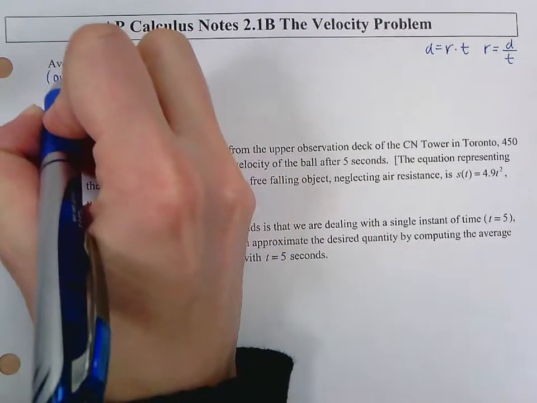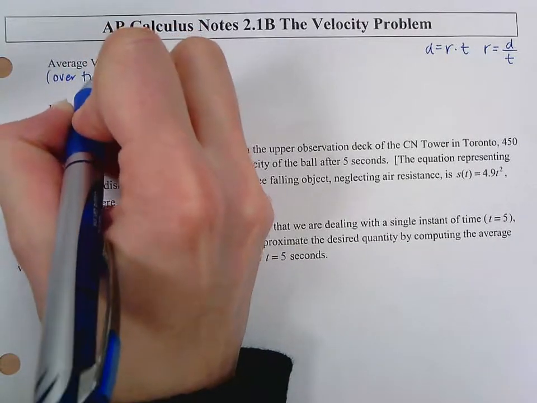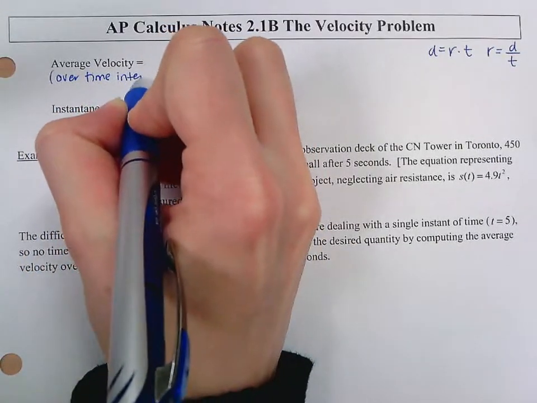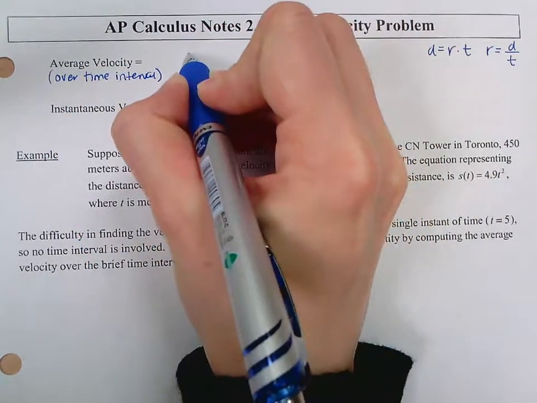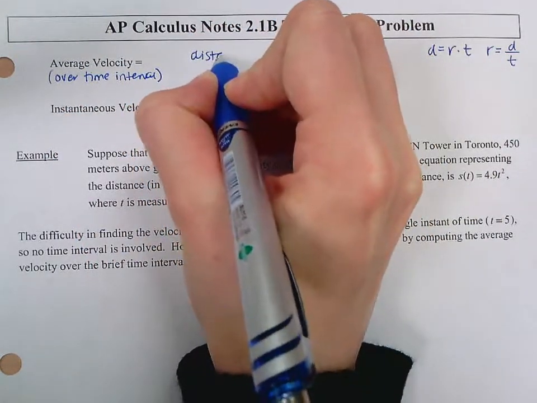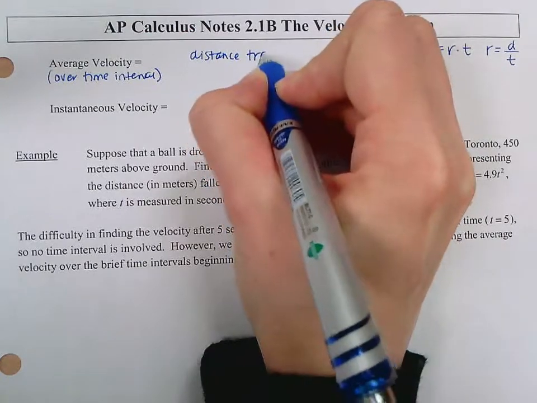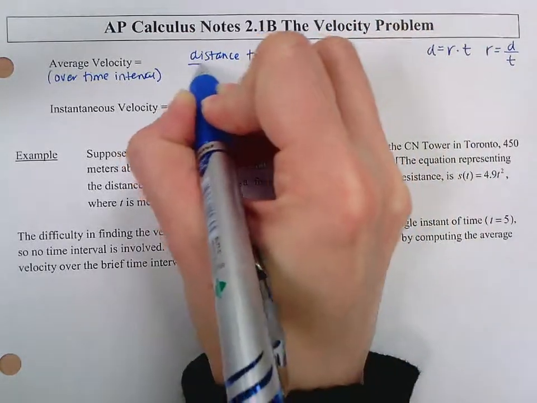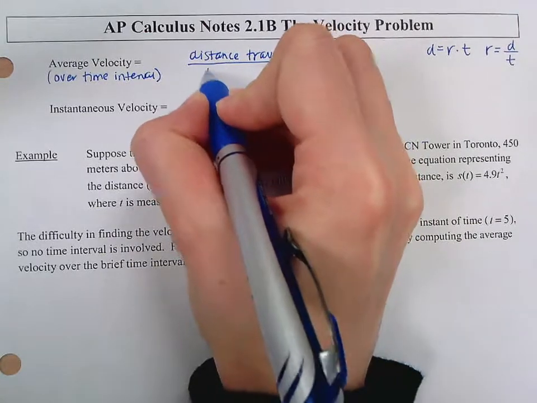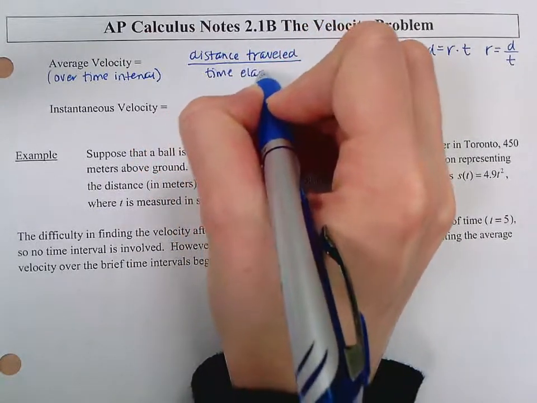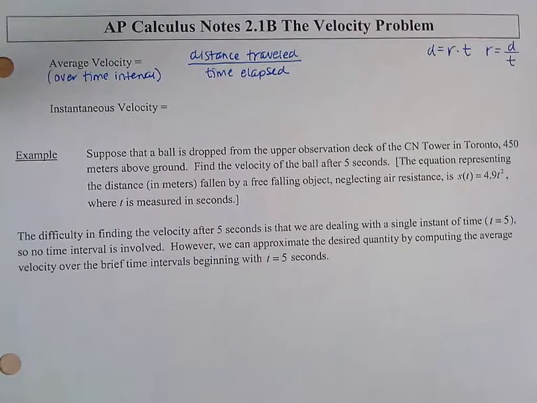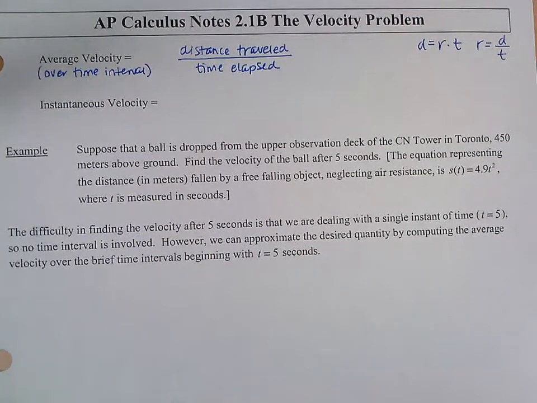So this would be equal to the distance traveled divided by the time elapsed, so the length of the time interval. If you are asked to calculate the average velocity, for example, from 3 to 5 seconds, also over a 2-second time interval, that's the formula you can use. So we have a formula for that.